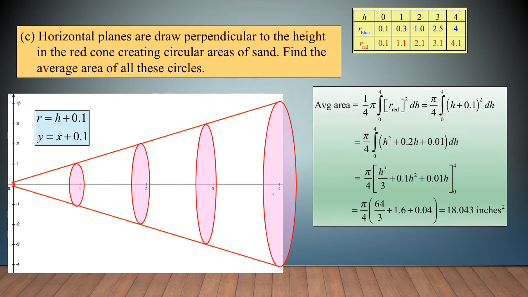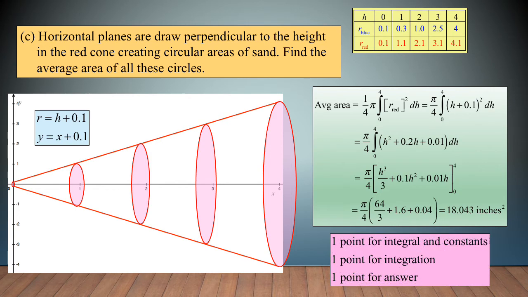Integrating, we get pi over 4 times the quantity h cubed over 3 plus 0.1 h squared plus 0.01 h, evaluated from 0 to 4. That gives pi over 4 times the quantity 64 thirds plus 1.6 plus 0.04. And we use the calculator for arithmetic, getting the average area is 18.043 square inches. For this problem, 1 point for the integral and the constants, 1 point for the actual integration, and then 1 point for the final answer.